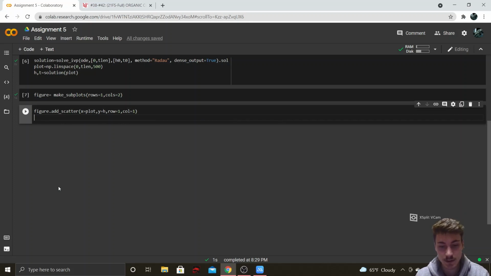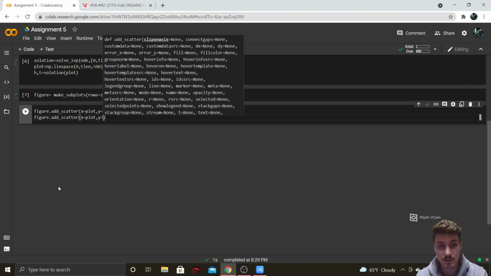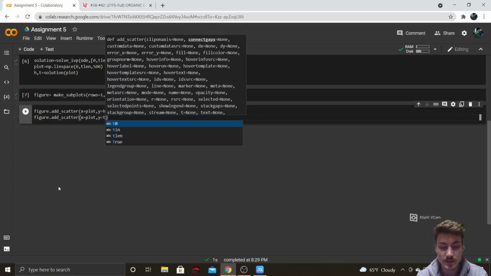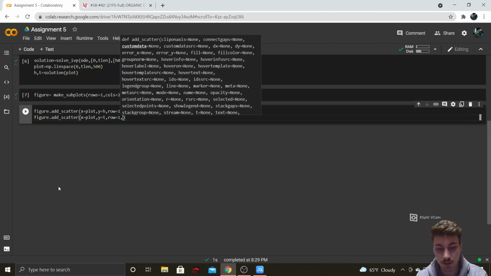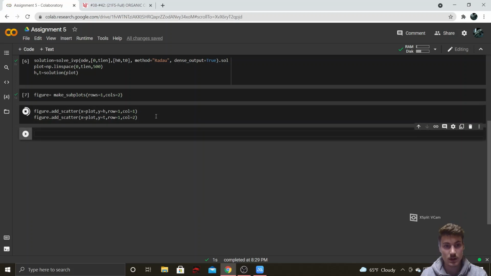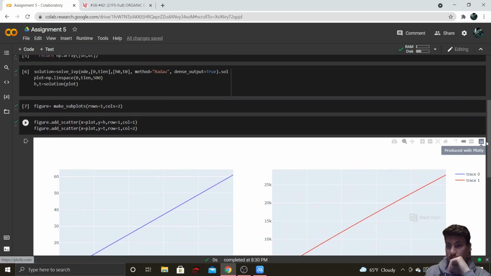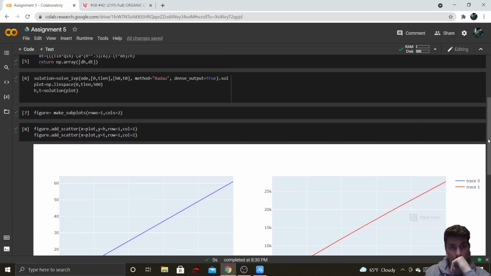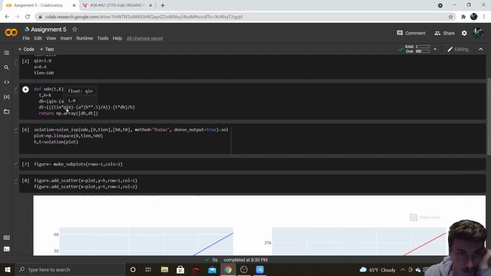and then figure dot add scatter, same thing, x equals plot, and then y, this one will be our temperature, T, and then we want it to be in row 1, column 2. If I did not make a mistake, this should give us... not a straight point. Maybe I have this wrong.